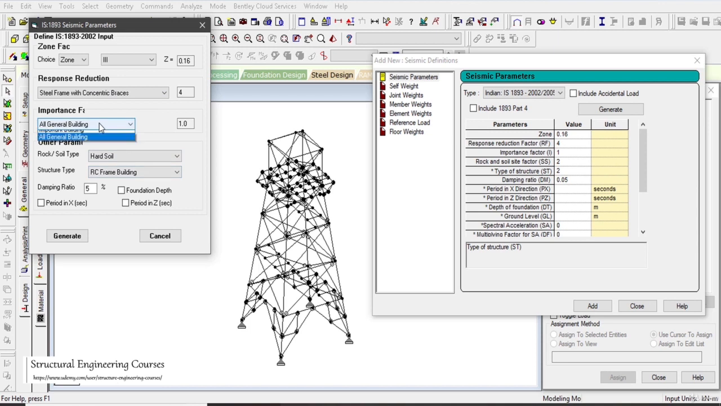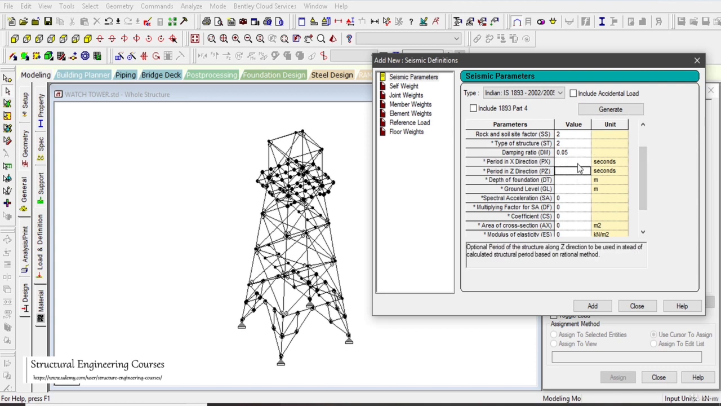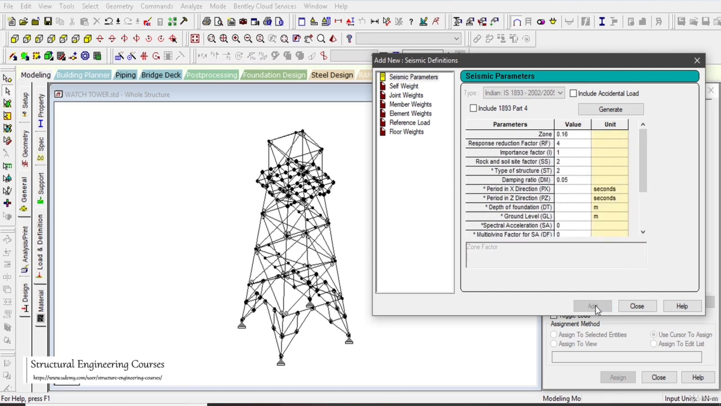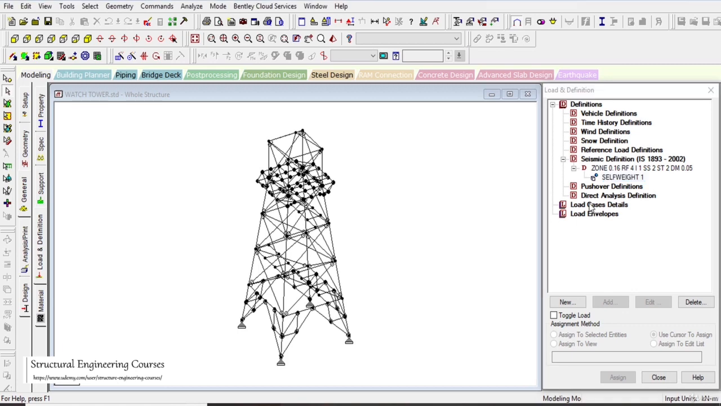So we can select all general buildings, rock type as medium soil, structure type as steel frame building, damping ratio as 5%. Left click on generate. Here we can also calculate the period in X and Z direction. As per IS 1893, depth of foundation we can leave as it is, and then left click on add. Self-weight factor is 1, and we left click on load case details.